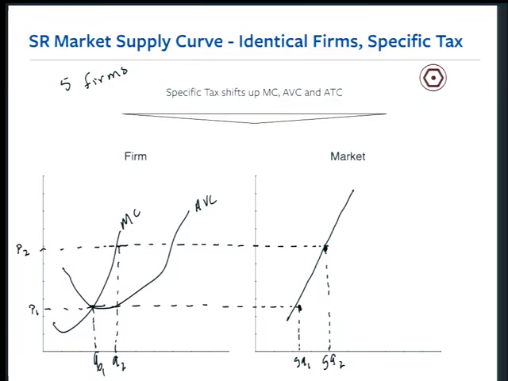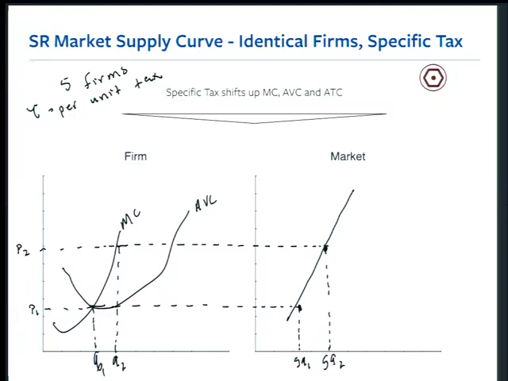Okay. So let's say that there's 5 firms and we want to impose a tax on this industry equal to tau. So this is a per unit tax. So tau equals per unit tax. Okay. So each unit that the firm produces, they have to pay tau. Okay. So what does that do?